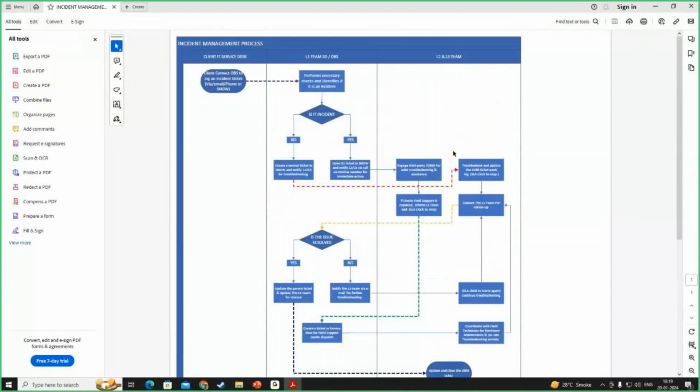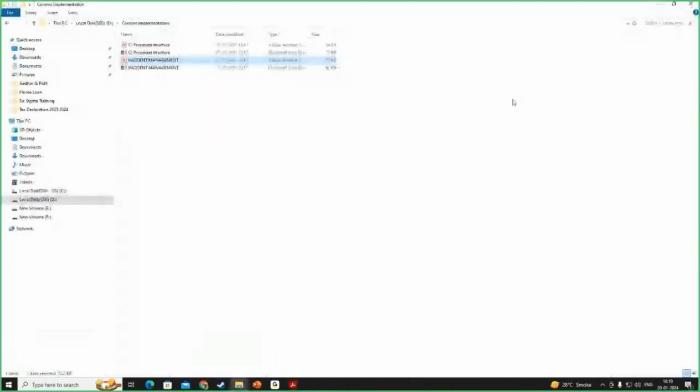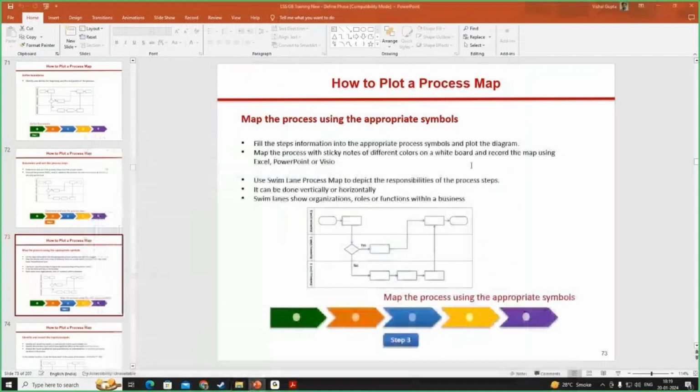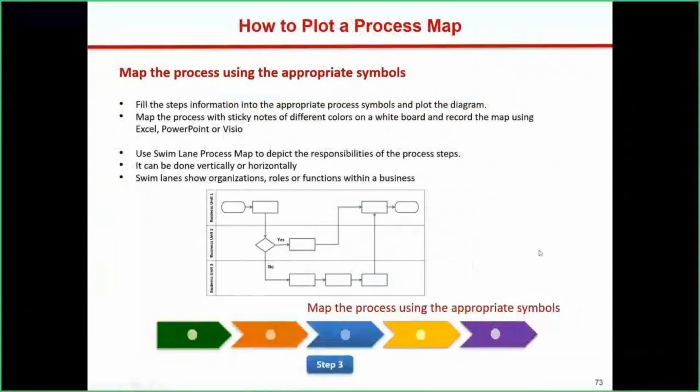This particular diagram has been made in a tool called Microsoft Visio. It doesn't come along with the standard Microsoft bundle or Office. It has to be purchased separately, but you can get a trial version online.